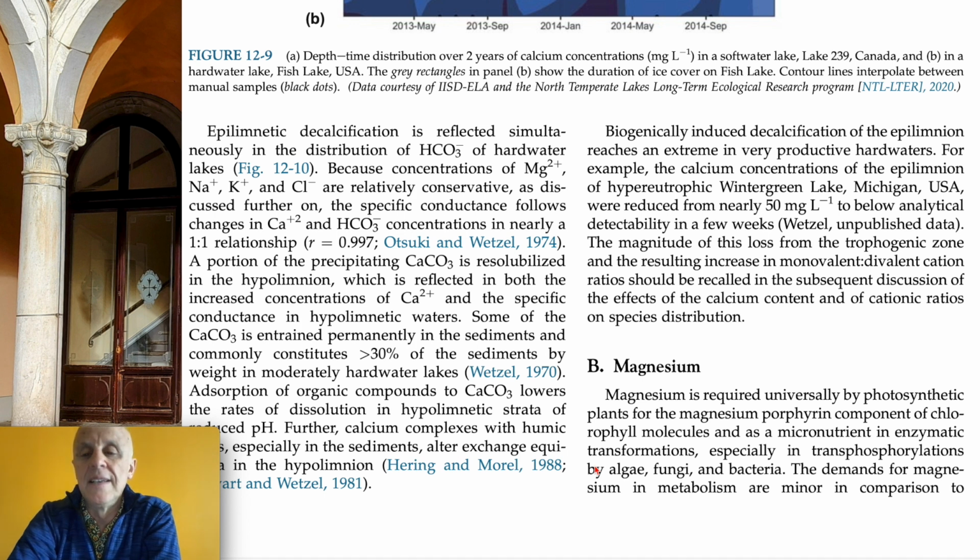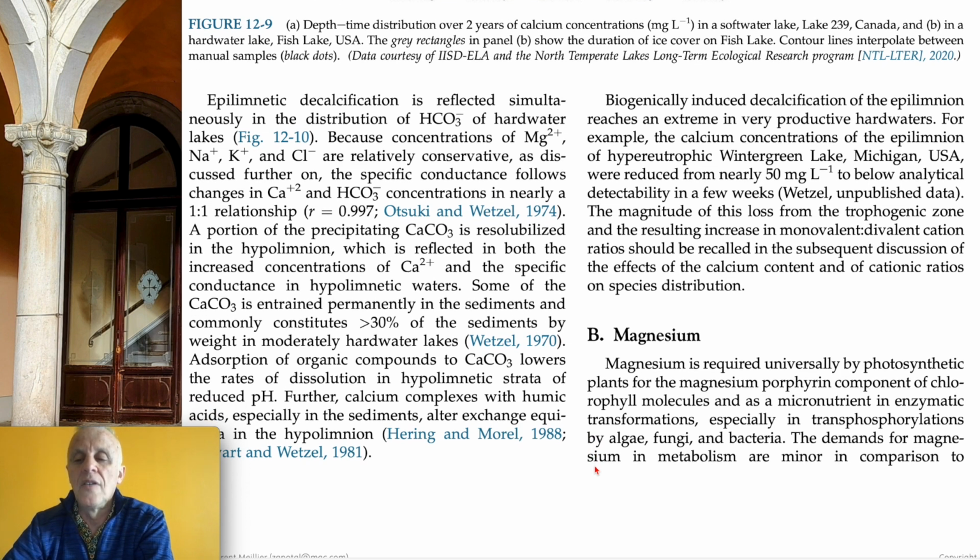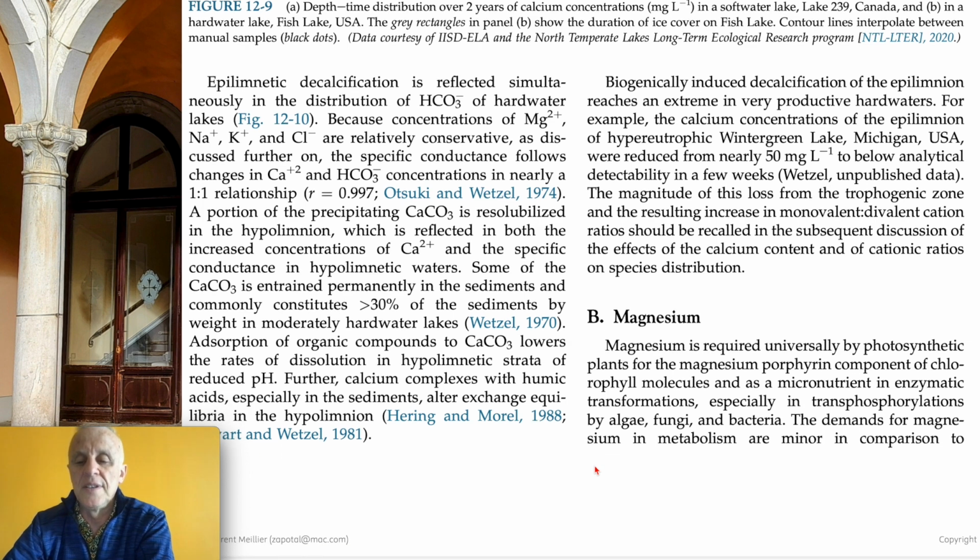Biogenically induced decalcification of the epilimnion reaches an extreme in very productive hard water lakes. For example, the calcium concentration of the epilimnion of hypereutrophic Wintergreen Lake was reduced from nearly 50 milligrams per liter to below analytical detectability in a few weeks. The magnitude of this loss from the trophogenic zone and the resulting increase in monovalent to divalent cation ratios should be recalled in the subsequent discussion of the effect of calcium content and of cationic ratios on species distribution.